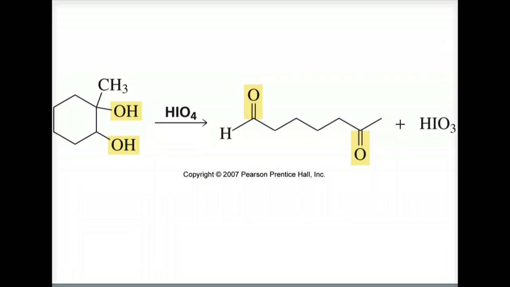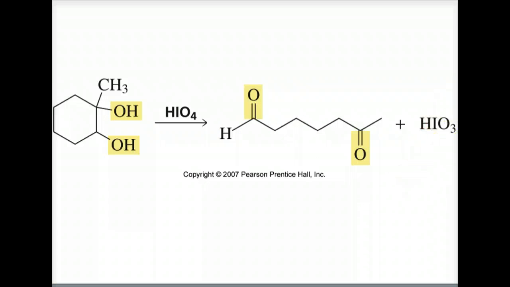Here we see 1-methyl-1,2-cyclohexanediol being oxidatively cleaved into 6-oxoheptanal. Okay, so we've got 1, 2, 3, 4, 5, 6, so it counts for 6-oxoheptanal. This is the ketone side. This is the aldehyde side. And again, periodic acid cleaves diols into aldehydes and/or ketones, as you can see on this slide.